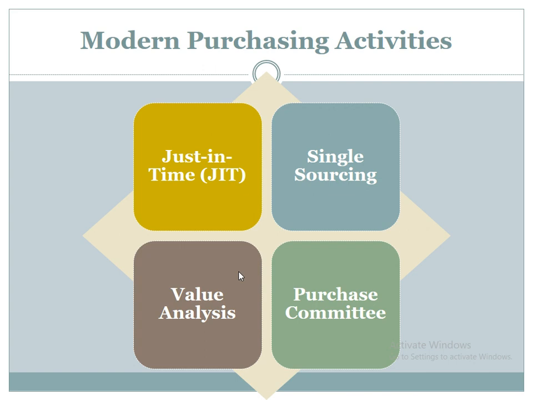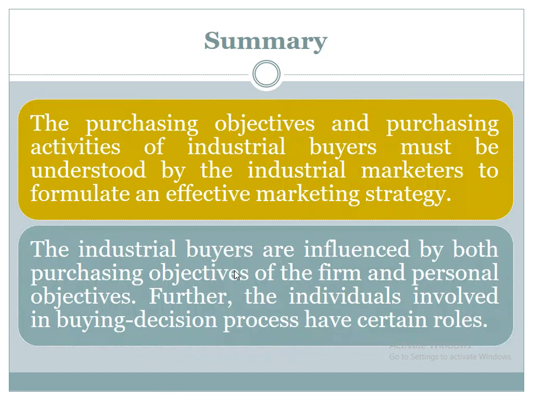Identifying the purchase committee individuals, their technical and commercial expertise, their individual needs, buying decision process, and the organizational structure are the important tasks to be performed by the effective industrial marketers. So I hope you have learned so many things in this particular session. So we can summarize this like the purchasing objective and the purchasing activities of individual buyers must be understood by the industrial marketers to formulate an effective marketing strategy.